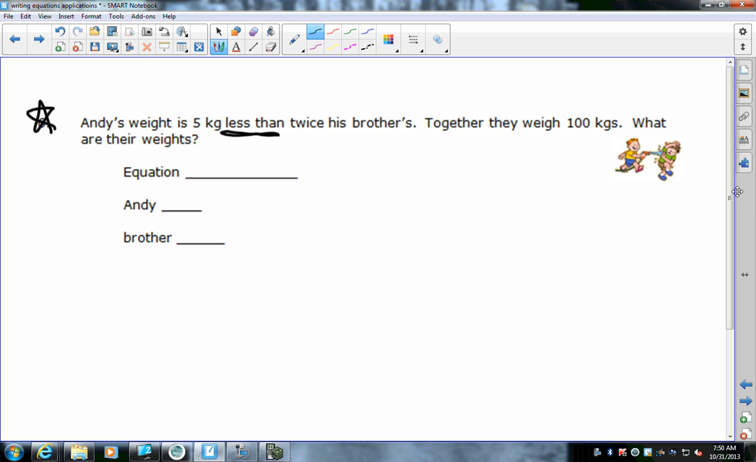Do we know how much his brother weighs? Nope. I know that Andy is 5 kilograms less. Okay, wait, that's got to go at the end, remember. Twice his brother's, minus 5. Okay, we have had 3 problems just on these notes with the words less than. Do you think it's important? Yes.